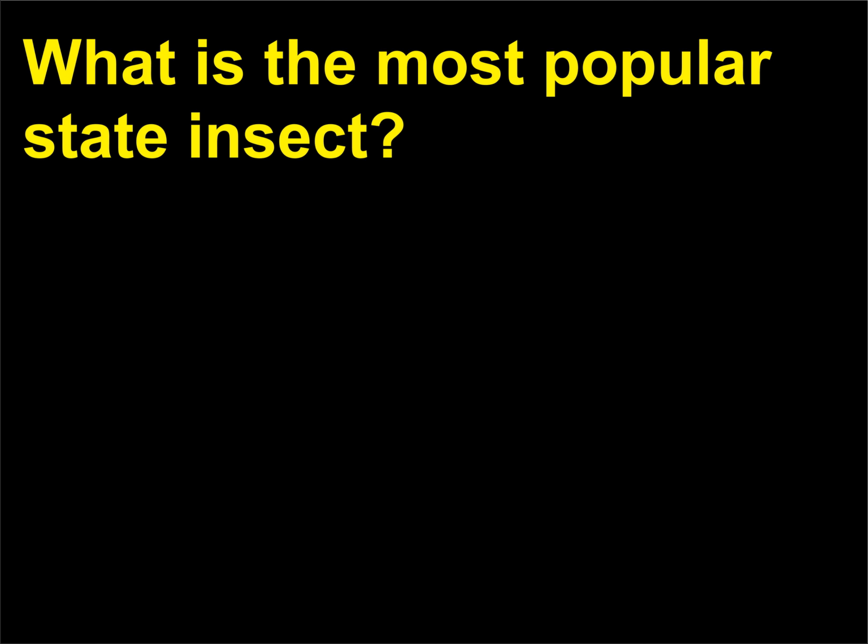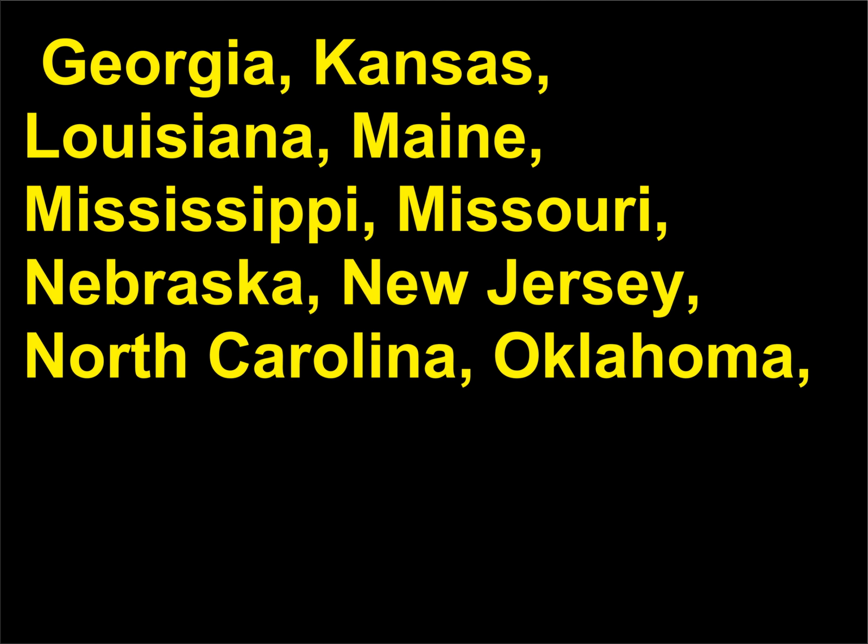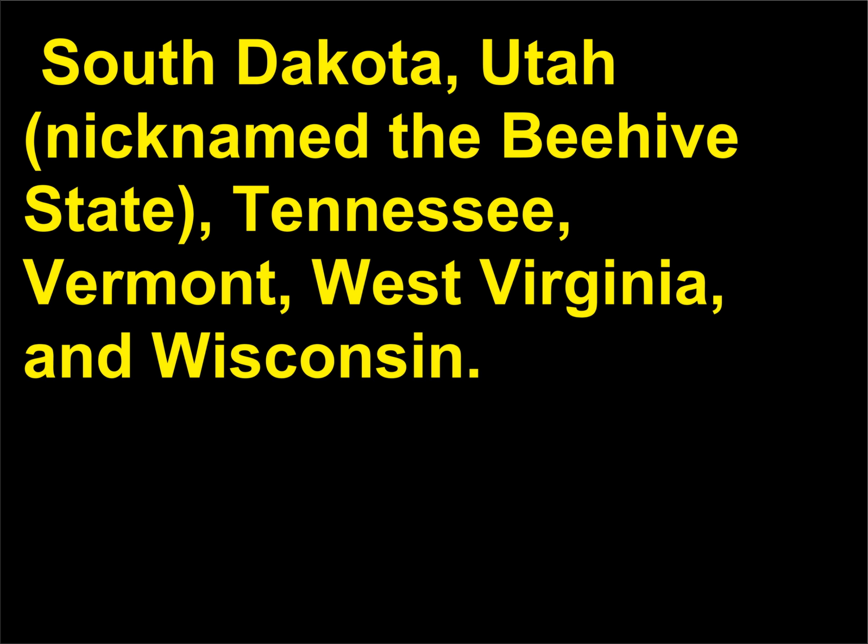What is the most popular state insect? The honeybee is by far the most popular state insect, having been selected by 17 states: Arkansas, Georgia, Kansas, Louisiana, Maine, Mississippi, Missouri, Nebraska, New Jersey, North Carolina, Oklahoma, South Dakota, Utah, nicknamed the Beehive State, Tennessee, Vermont, West Virginia, and Wisconsin.